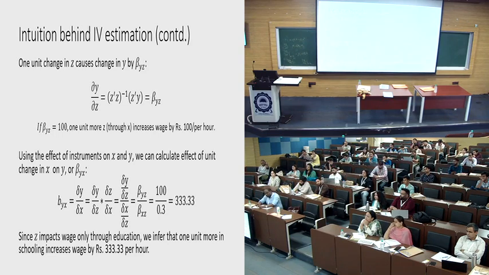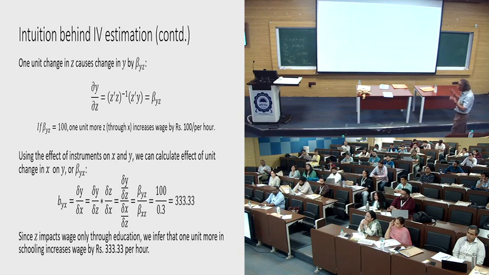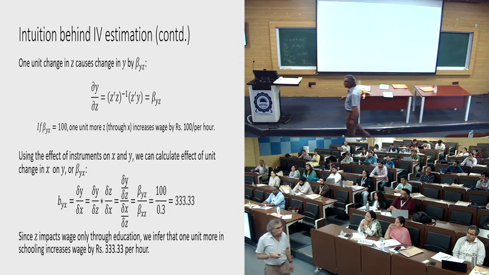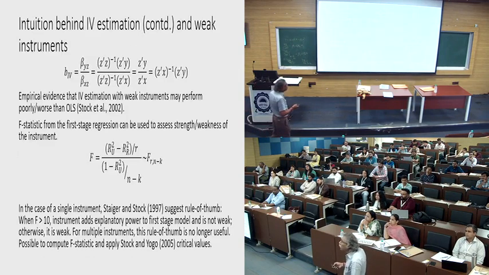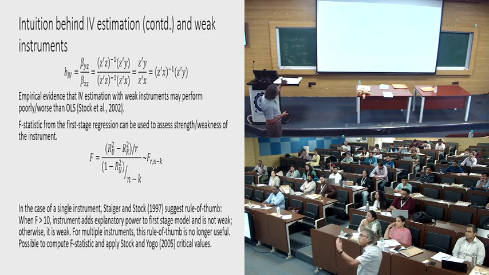Using the effects of the instrument, what would be the impact then? Recall Byx is del y del x, which can be written as del y del z times del z del x, which is del y del z divided by del x del z. Del y del z is equal to 100. Del x del z is equal to 0.3. So it is 100 divided by 0.3, which is 333.33. Right? Not 100. So Z impacts wage only through education. We can then infer 1 unit of schooling increases wage by 333.33 rupees per hour instead of 100 rupees per hour. Clear? Fine.